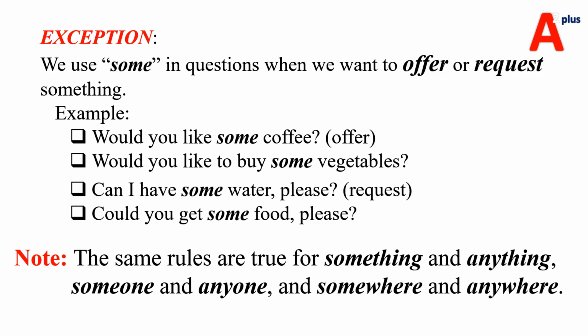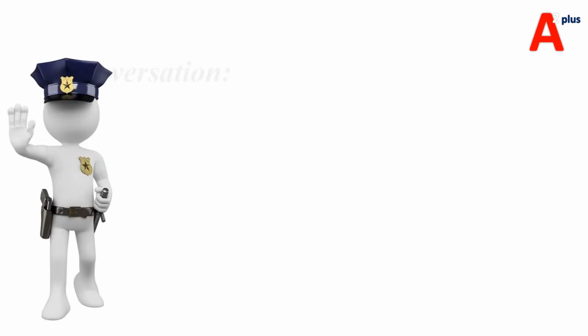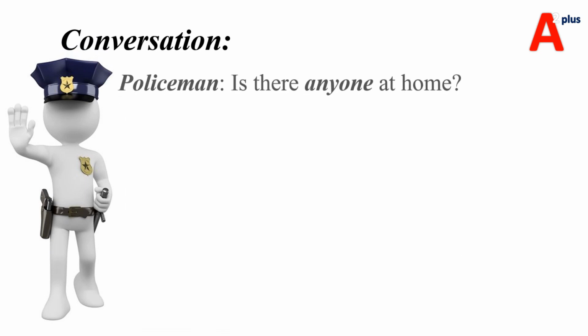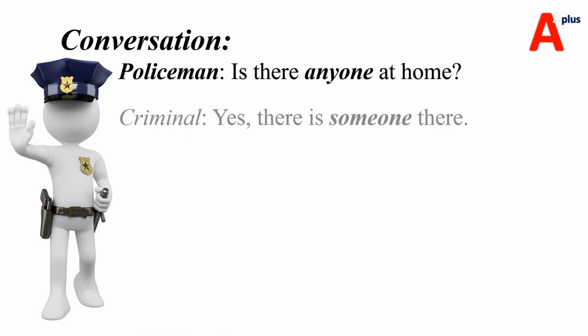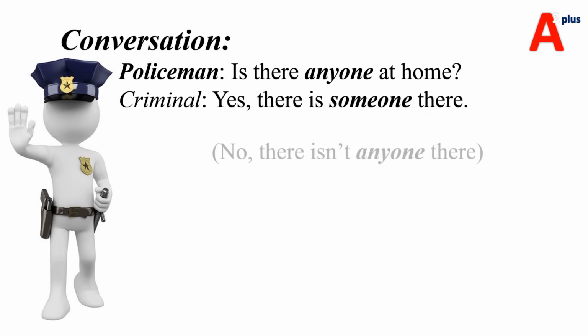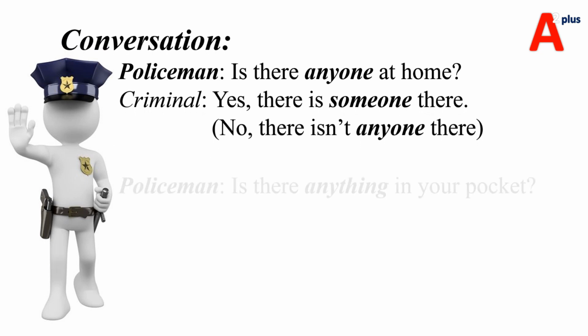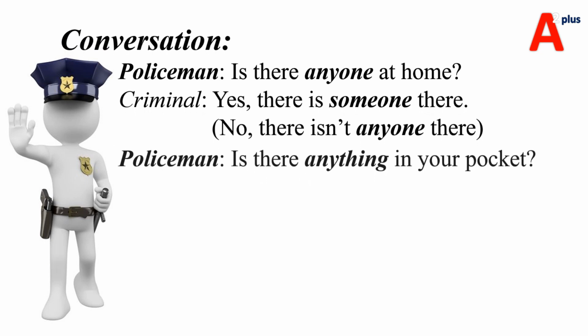So the same rule, okay? Anyone, anything, anywhere are used in a question or a negative sentence. Someone, somewhere, something are used in a positive answer, yes answer. Okay? Now we will talk about everything or nothing.